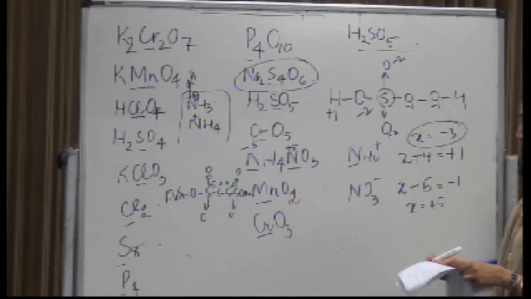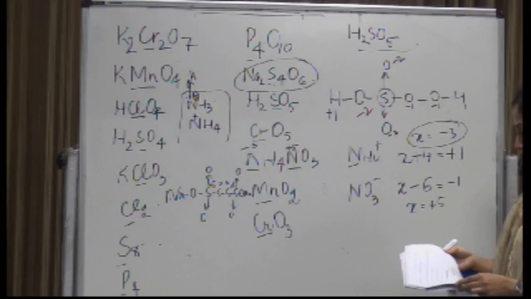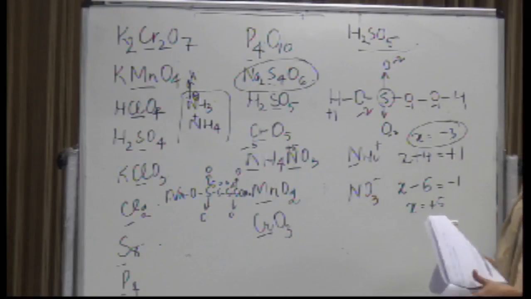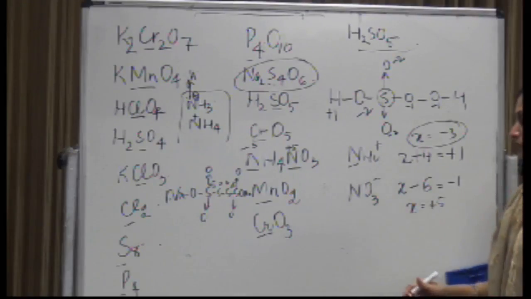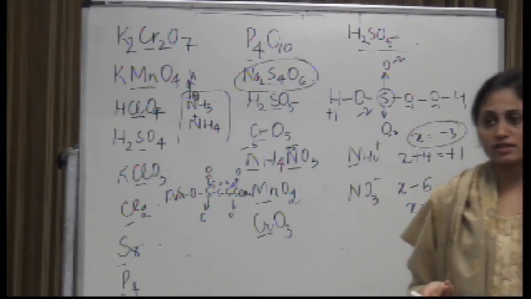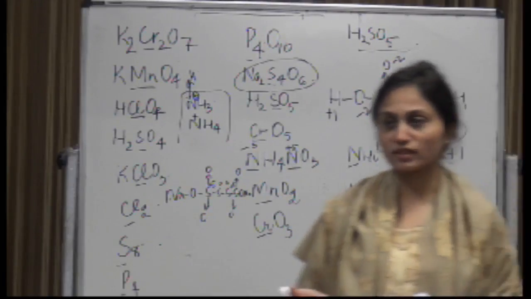Then I gave you randomly another problem that was manganese in MnO2 and Cr in CrO3. That's simple. Manganese is in +4 oxidation state. इससे ज़्यादा simple तो हो नहीं सकता problem.